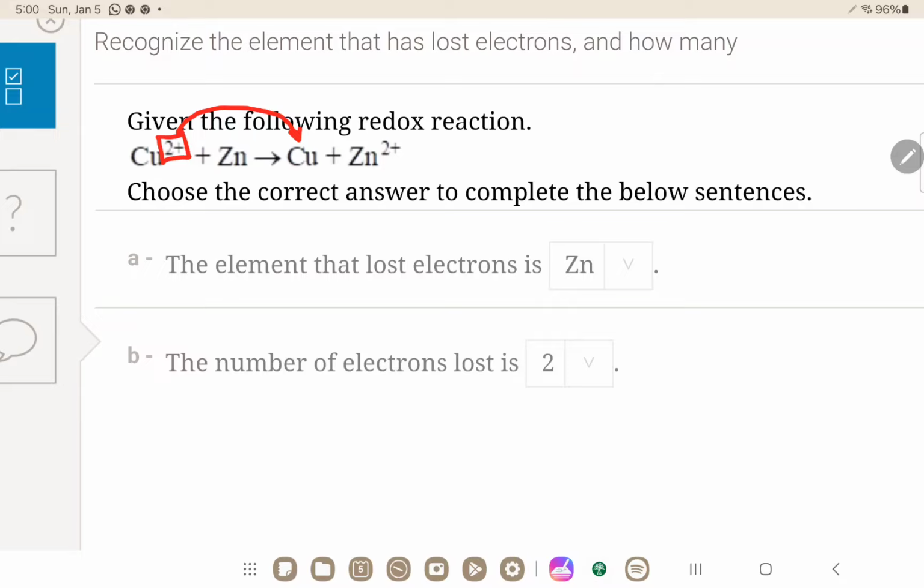So if it went from being 2+ to 0, then you had to have added 2-, which is 2 electrons, to make it 0. But here it went from being 0 to 2+. What does 2+ mean? It means that it lost electrons. So if it went from a smaller number to a bigger number, then it lost electrons. But if it went from a bigger number to a smaller number, it gained electrons. So the element that lost electrons is Zn. How many electrons? The 2.